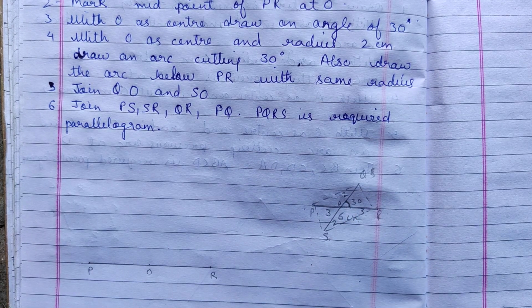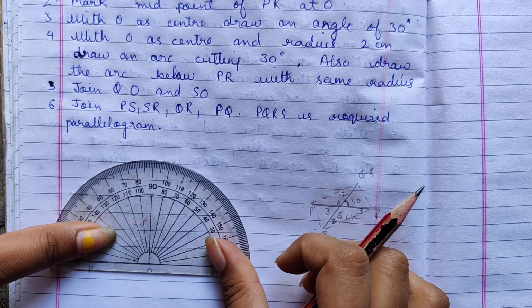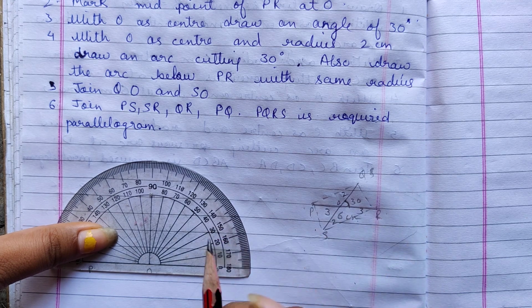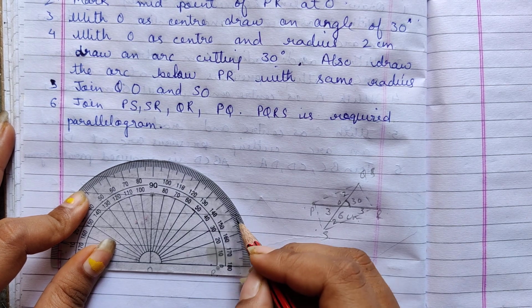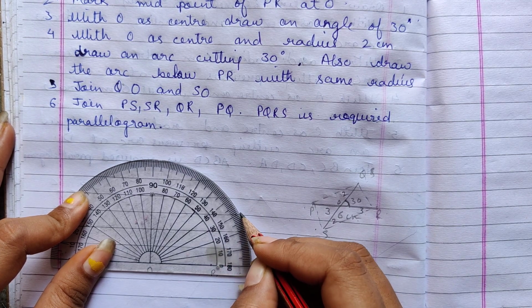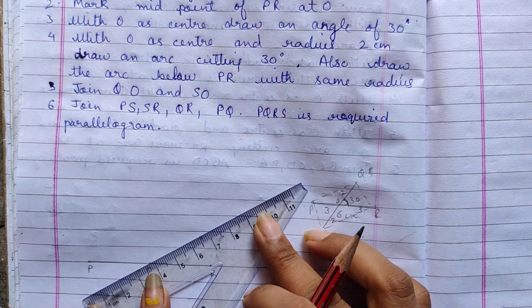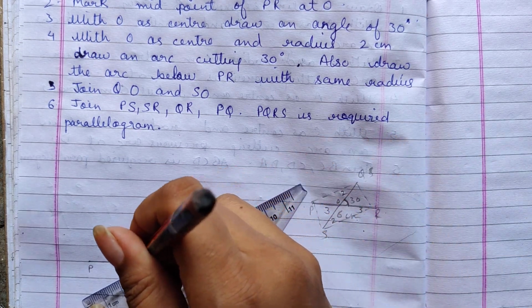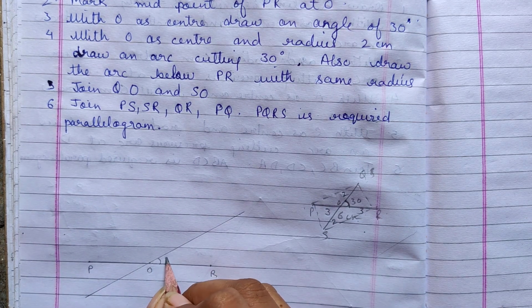Now as per the figure, at O, the angle which you need to construct is 30 degrees. So with the help of a protractor, keep the protractor at point O and mark the angle 30 degrees. This is 0, 10, 20, 30. So mark it at 30. Now join this angle and extend the line a bit below PQ. This point is O and this angle is 30 degrees.